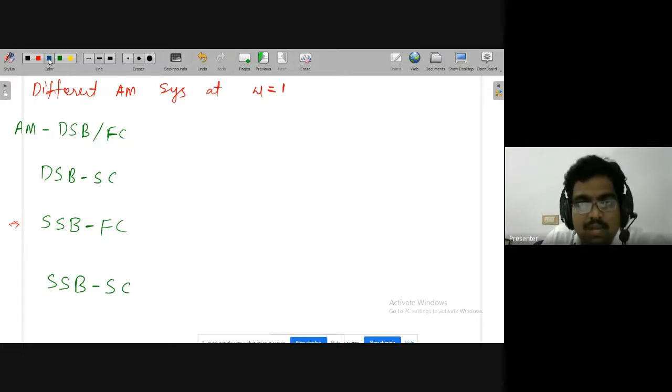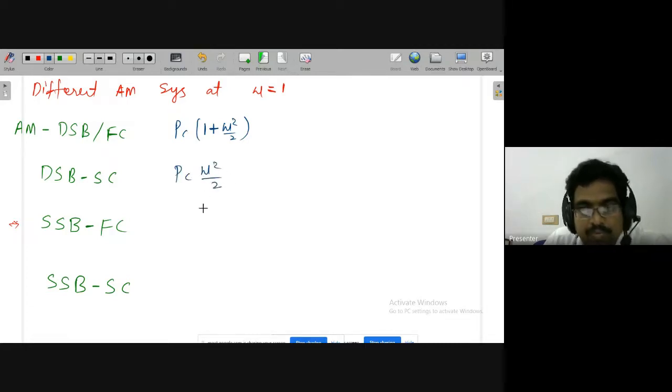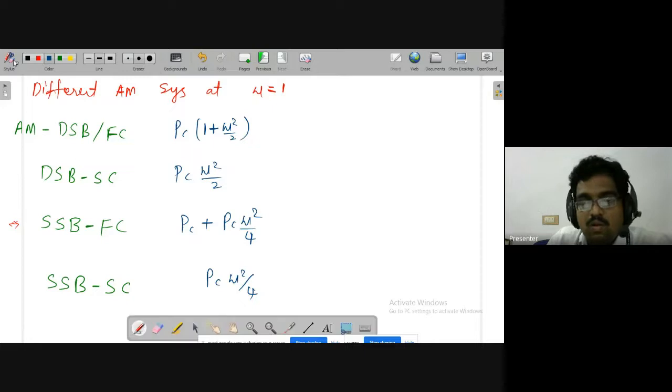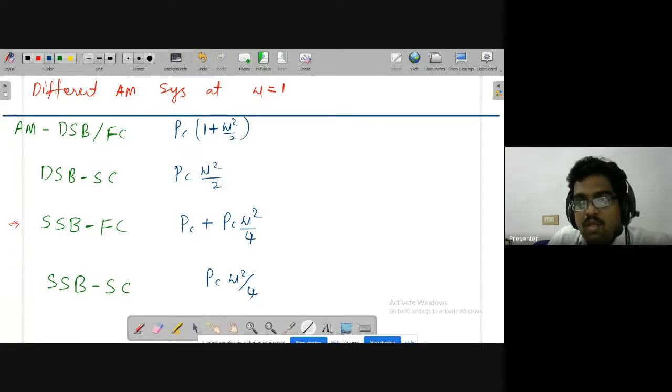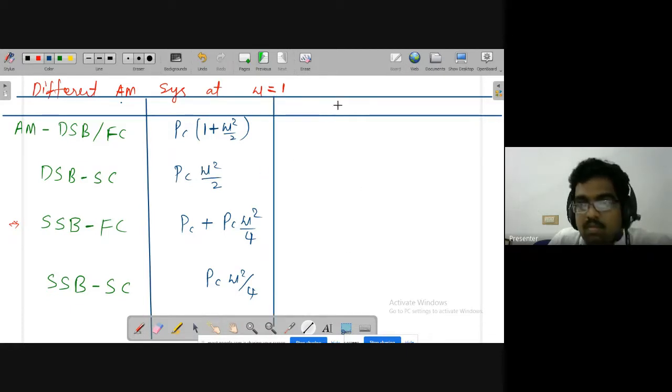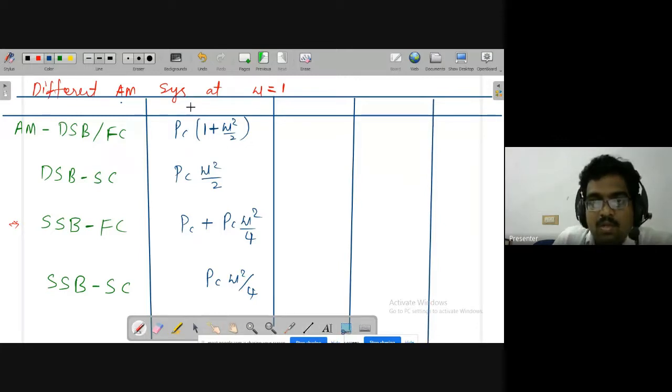There is a chance that a different name is used. So this is PC times 1 plus mu square by 2. Then double sideband suppressed carrier is PC mu square divided by 2. Then single sideband full carrier is PC plus PC mu square divided by 4. And single sideband suppressed carrier is PC mu square divided by 4. Next, power saving. Write the heading. This is total power.